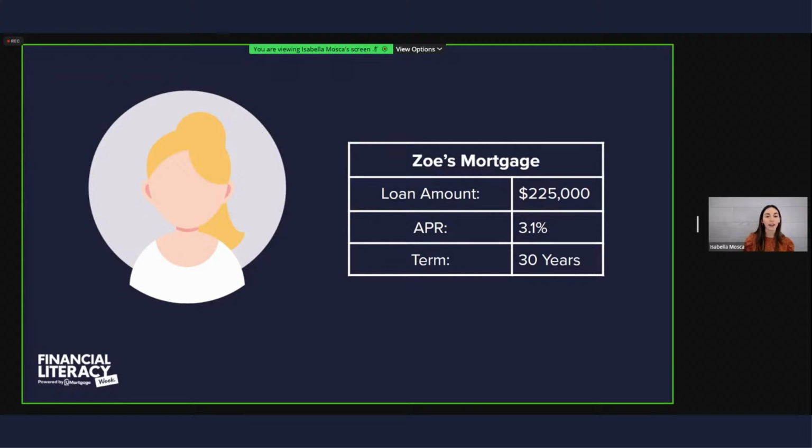And this is where I have a question for you. When you go ahead and find the answer, type it in the chat. What year would Zoe begin paying more towards the principal and less towards the interest? So look for that year where she's going to start paying more money towards the principal of the loan and she's going to be paying less towards the interest. And when you think you found it, send it in the chat.